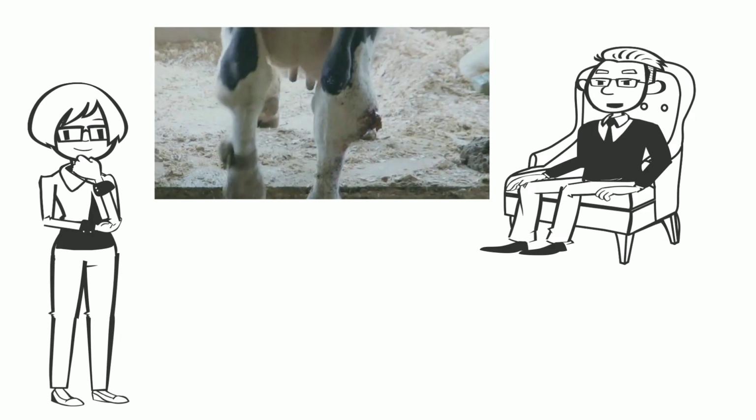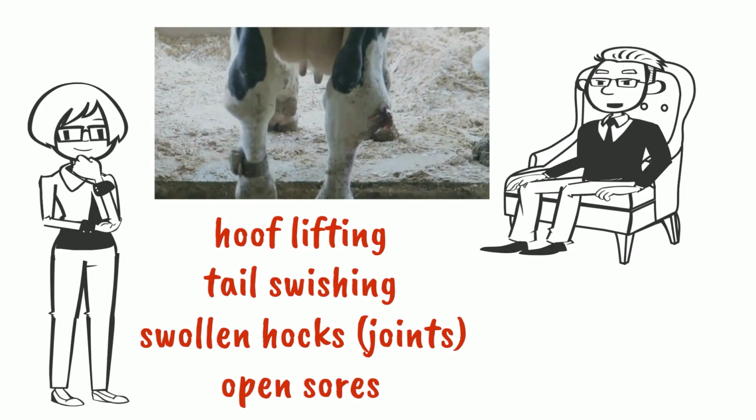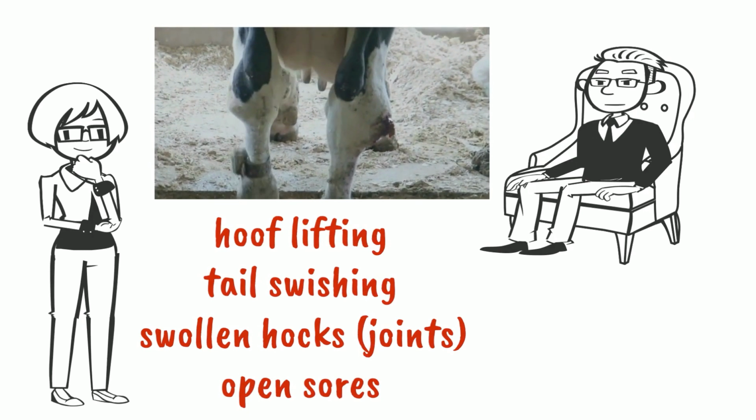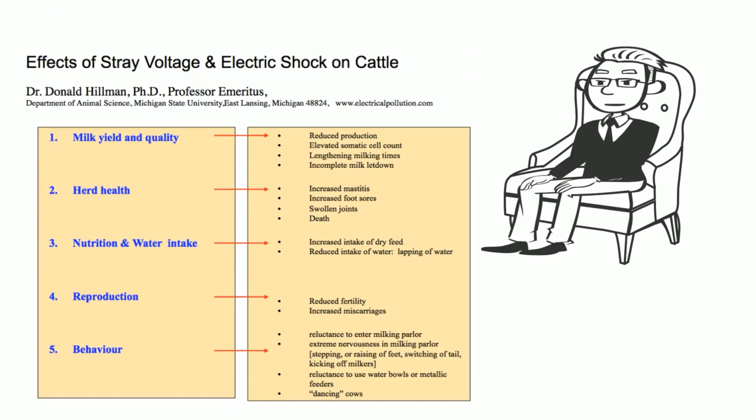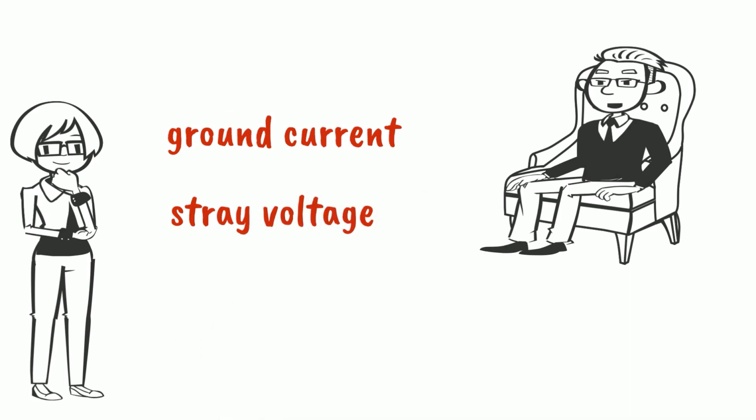You have already mentioned some of the effects, namely, hoof lifting, tail swishing, swollen hocks, and open sores that won't heal. A list of effects can be seen in this chart. We can go through them one at a time. Before we do that, I noticed that you refer to ground current as stray voltage. Can you explain that? Yes, stray voltage was the term that was used for many years. It is easier to measure voltage than to measure current. Technically they are not the same, but some people use them interchangeably.